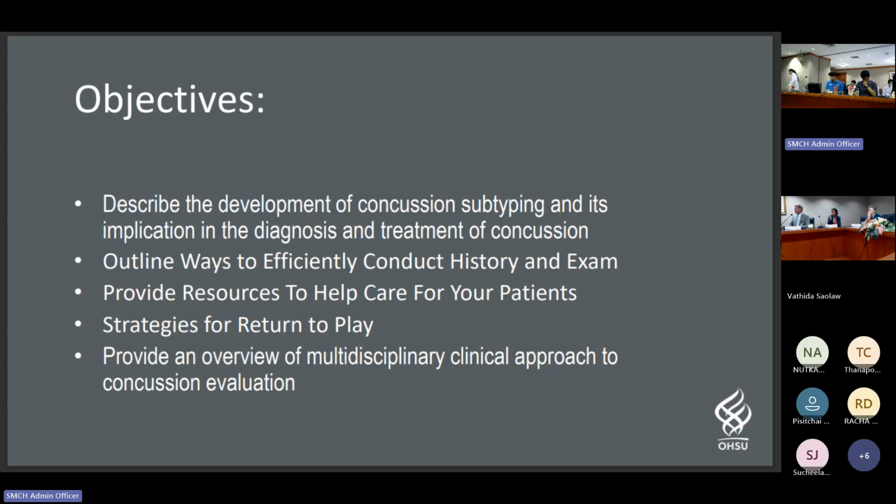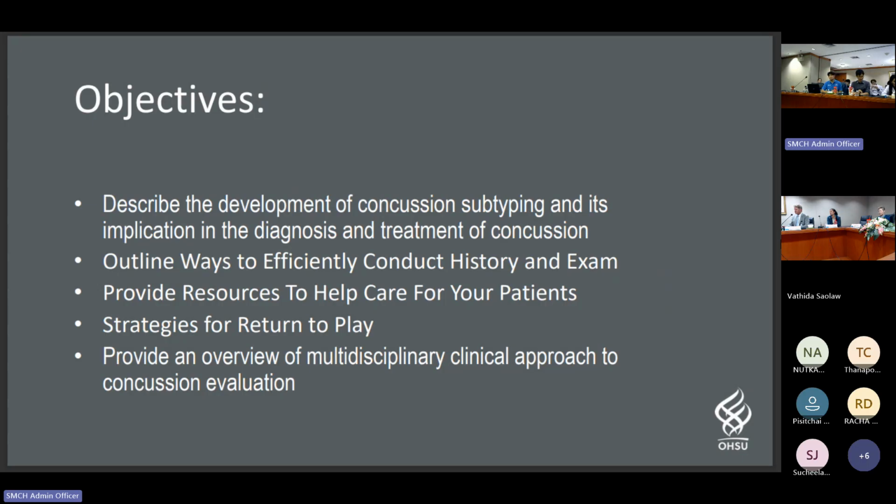Today we'll talk about some of the new concussion guidelines and how we've come about discussing concussion subtyping and how it may impact the diagnosis and treatment of concussion. Then we'll talk about ways to efficiently conduct a concussion evaluation in clinic. I know there are different clinics that do that, but our rehab department's integrally involved with concussion rehab. So I hope everybody will be able to learn how you may be able to incorporate that into your program. We'll provide resources to help care for your patients.